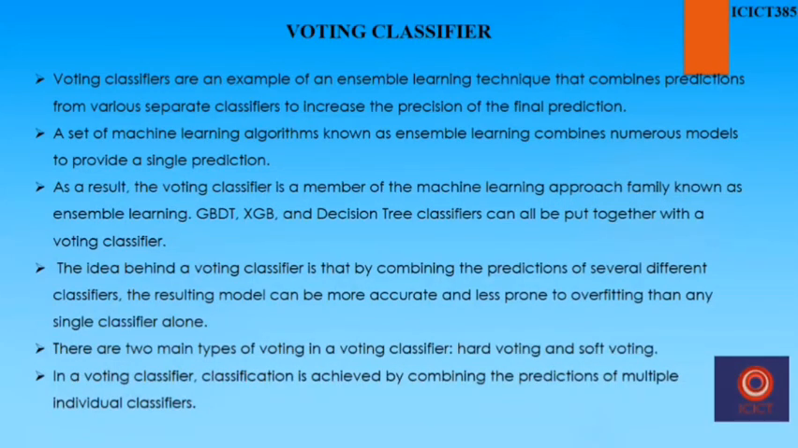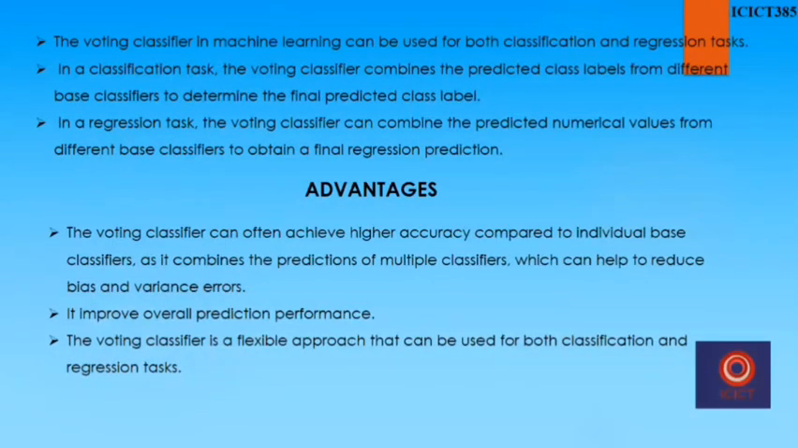The idea behind a voting classifier is that by combining the predictions of several different classifiers, the resulting model can be more accurate and less prone to overfitting than any single classifier alone. There are two main types of voting classifiers: hard voting and soft voting. In the voting classifier, classification is achieved by combining the predictions of multiple individual classifiers. The voting classifier can be used for both classification and regression tasks.